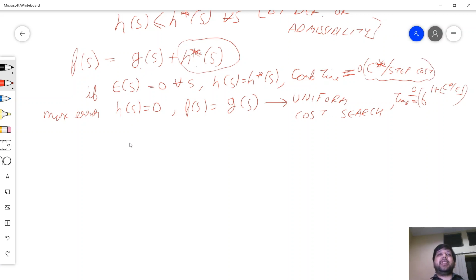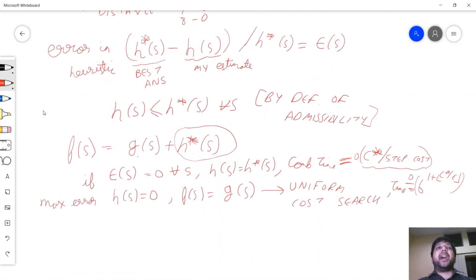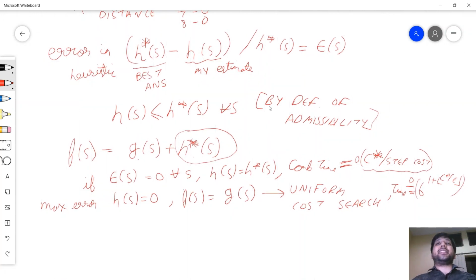So what is it for the A star algorithm? For the A star algorithm, looking at these two extreme cases, I need to minimize my heuristic error. How do I minimize my heuristic error? By maximizing my heuristic estimate, limited to the fact that I don't overshoot the optimal value.